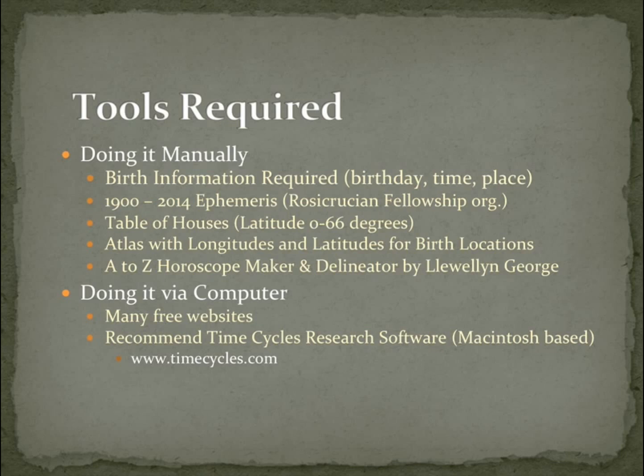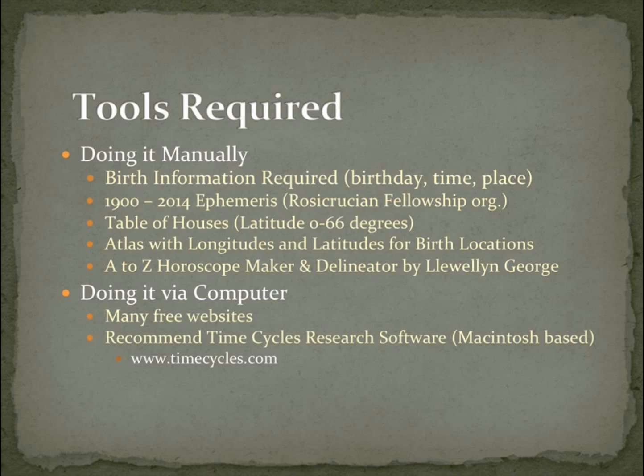The first book you will definitely need for manually casting a horoscope is an ephemeris. The Rosicrucian Fellowship Organization publishes this book, and each book contains 10 years of daily planetary position data, that is 1950 to 1959, years 2000 to 2009, etc. You will use it to accurately place all 10 planets by zodiac sign and degree in the horoscope you're constructing.